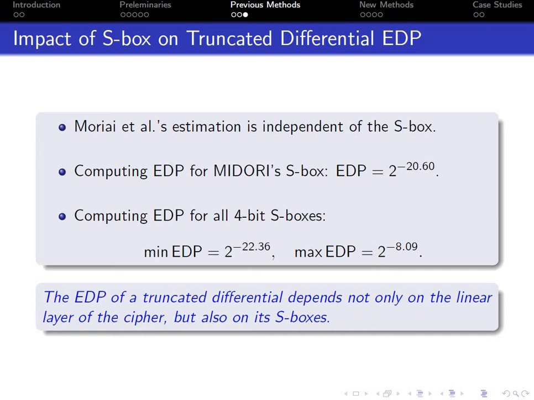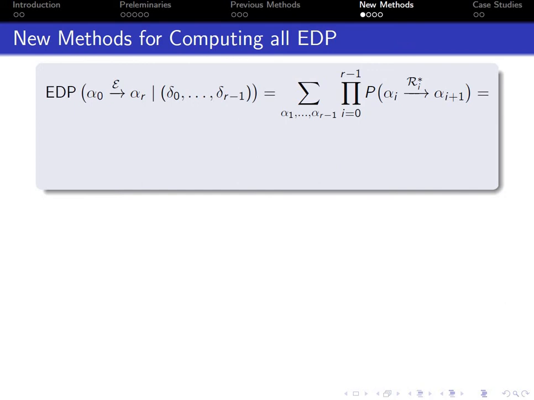This was our motivation to present new methods to compute the expected differential probability of differentials and also truncated differentials. In this presentation, I'm going to present the main idea behind our new methods, and for more details, I ask you to see our paper. We start with the definition of the expected differential probability of a differential conditioned by a given activity pattern. This probability is equal to the multiplication of transitions over each round, and it is summed over all the intermediate values alpha 1 to alpha r minus 1.